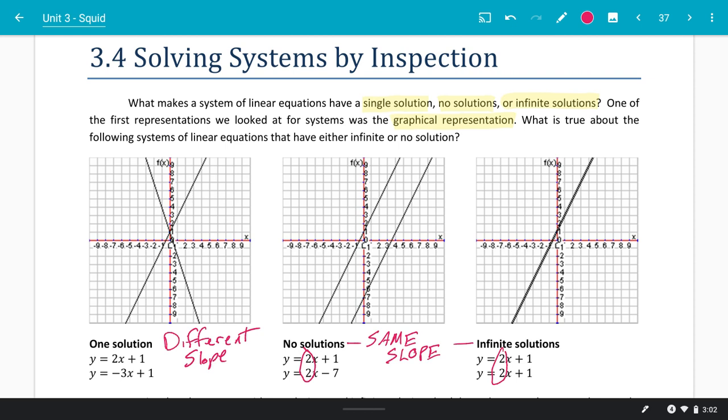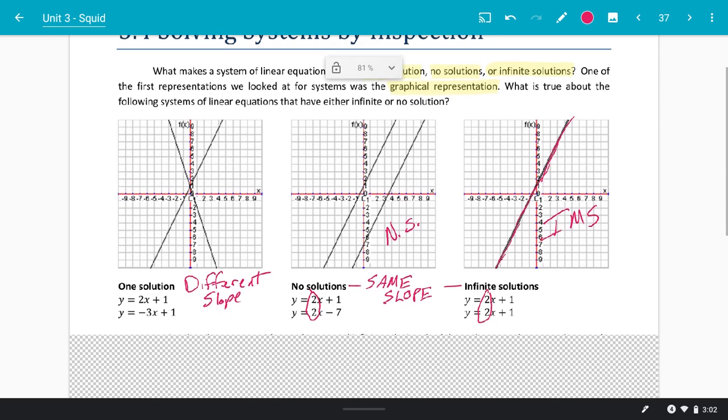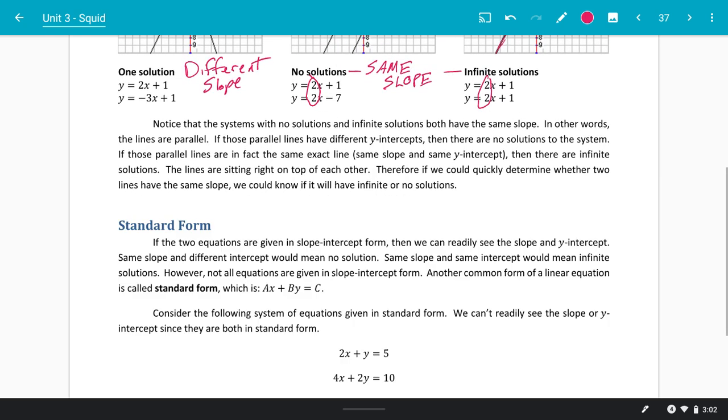If they have the same slope, they will either be parallel and have no solution. That was a lovely no solution. Or they will be the exact same line right on top of itself and have infinitely many solutions. That's the biggest thing that we want you to get out here.